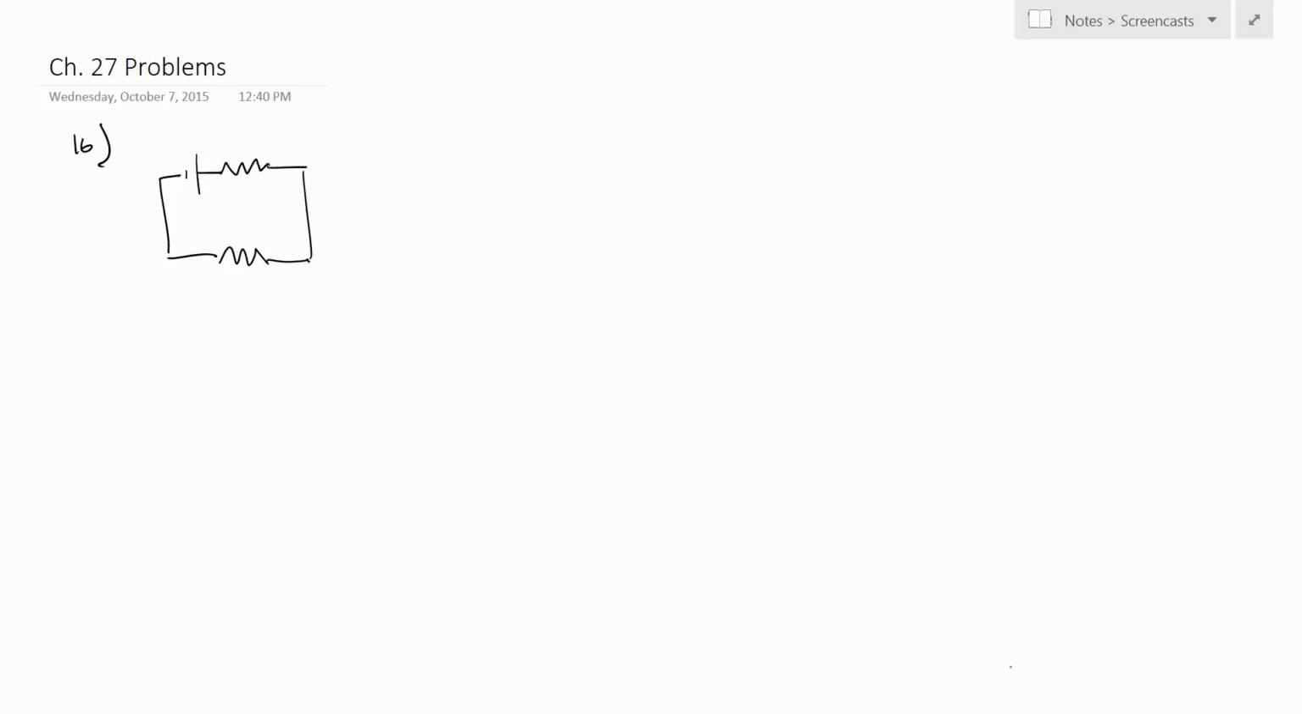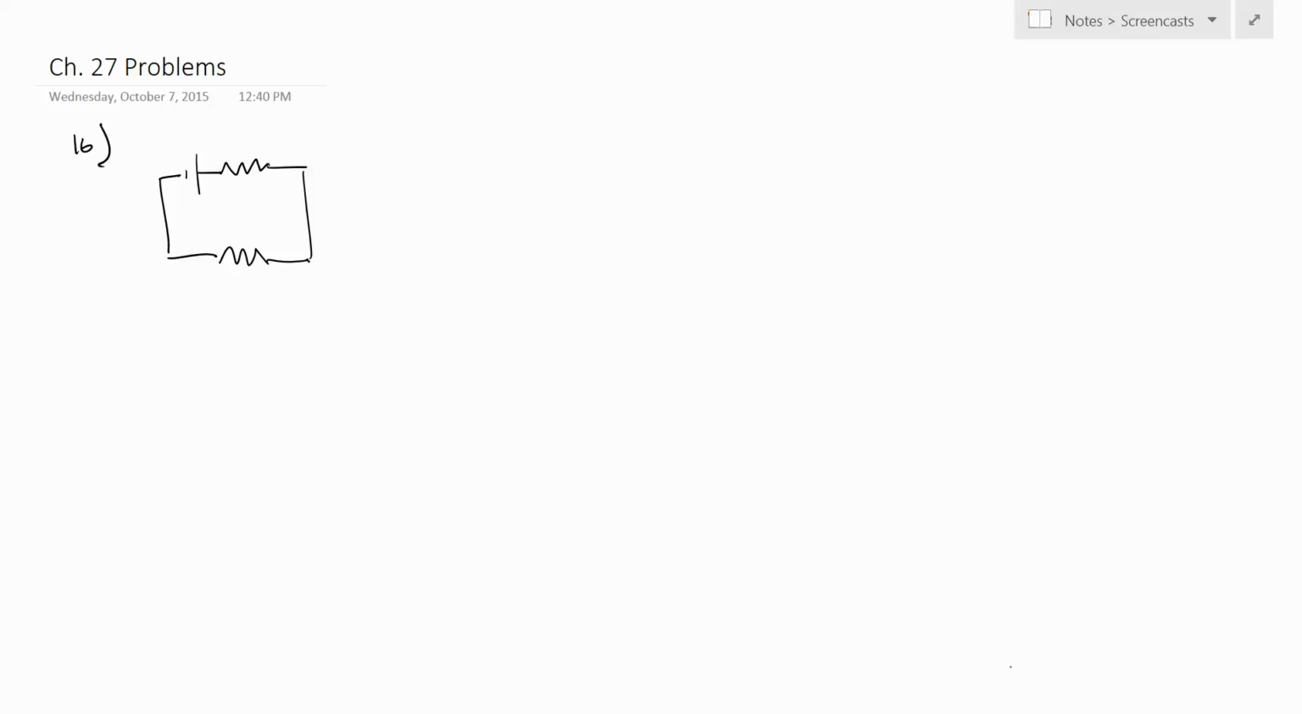So 16 is talking about, to the best of my recollection as I struggle to flip to the right page, a solar panel, and when the solar panel is hooked up to an external resistor, right? Oh, I'm looking at chapter 27. Well, I'm talking about chapter 27. I'm looking at chapter 26 and being really confused as to why nothing is there, right?